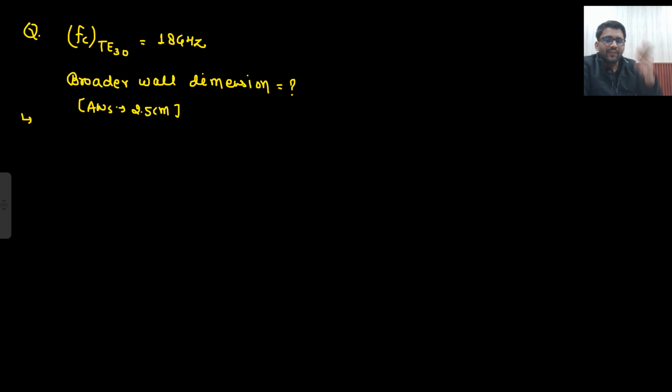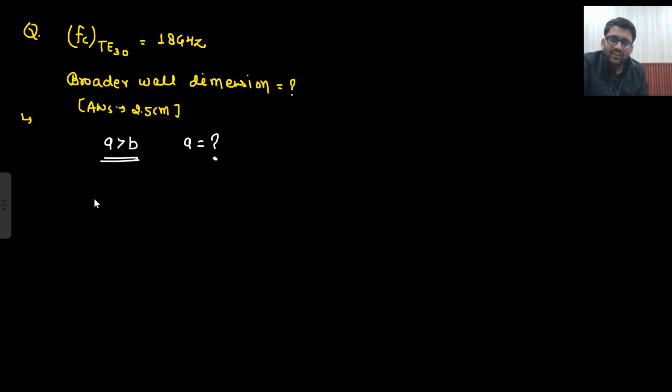So the cutoff frequency is given for the TE30 mode, that is 18 GHz. You need to find the broader wall dimension, that means the value of a. Always a is greater than b, this I already know. In our waveguide we always take a greater than b. So the value of a I need to find, because they are asking for the broader wall direction.